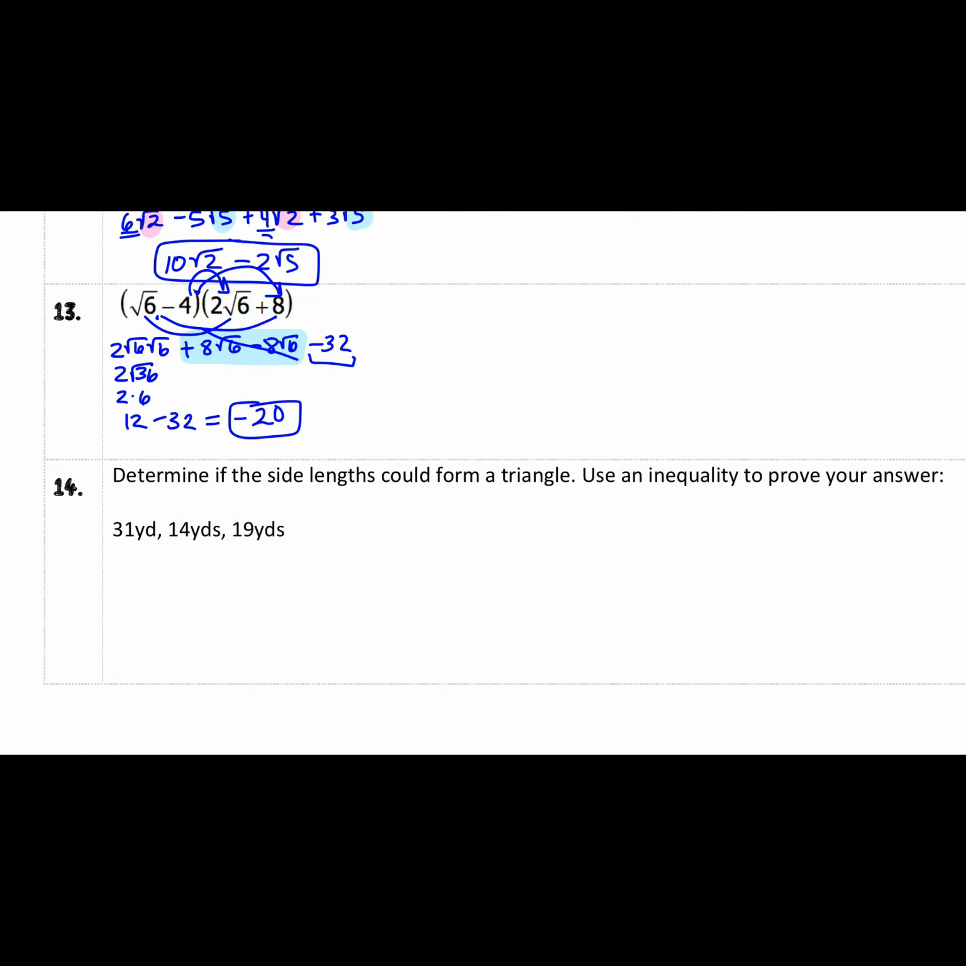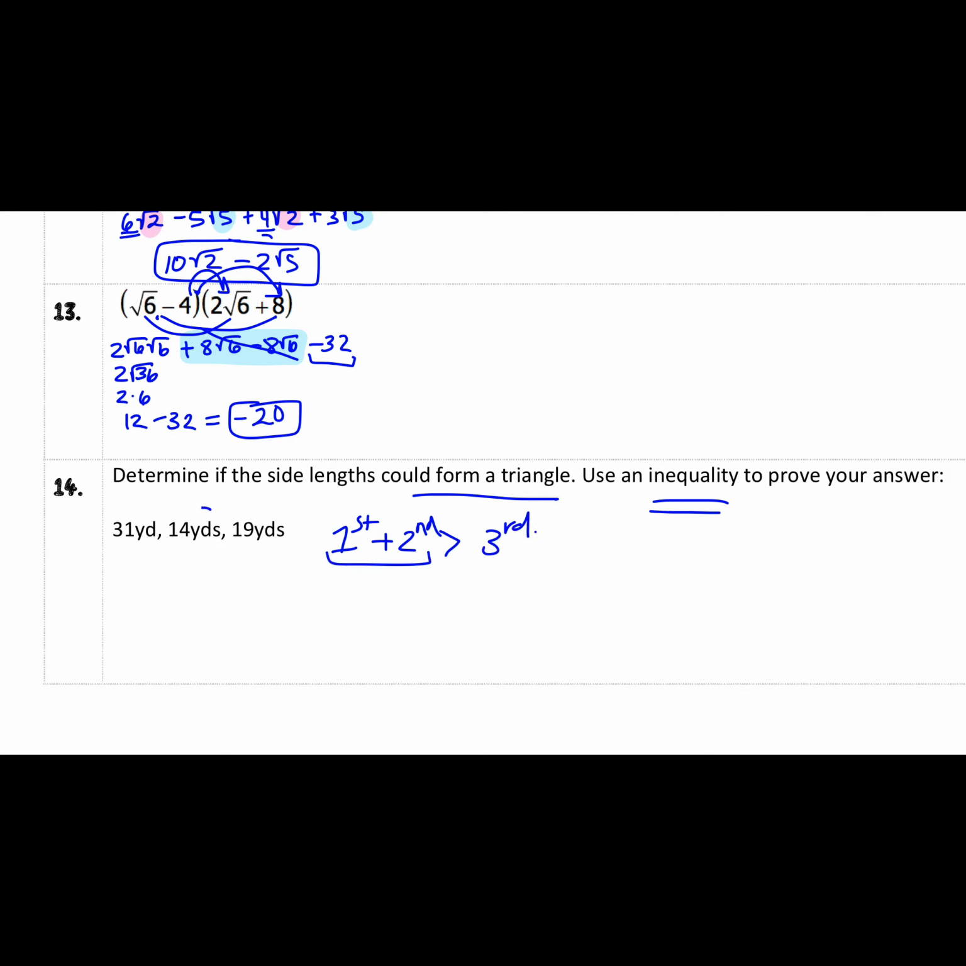And let's take a look at problem 14. Determine if the three lengths could form a triangle. Use an inequality to prove your answer. So we said before that the two shortest lengths, when you add them, need to be larger than the third length. So if you take your first length and your second length, then they need to be larger than your third length, as long as these are the shortest.